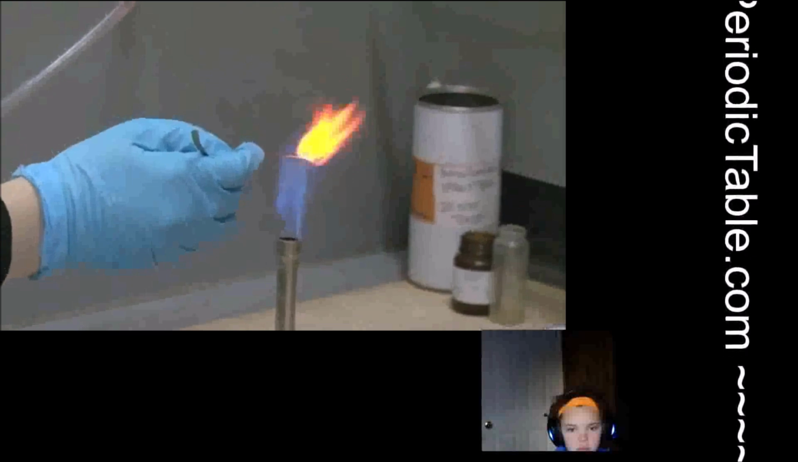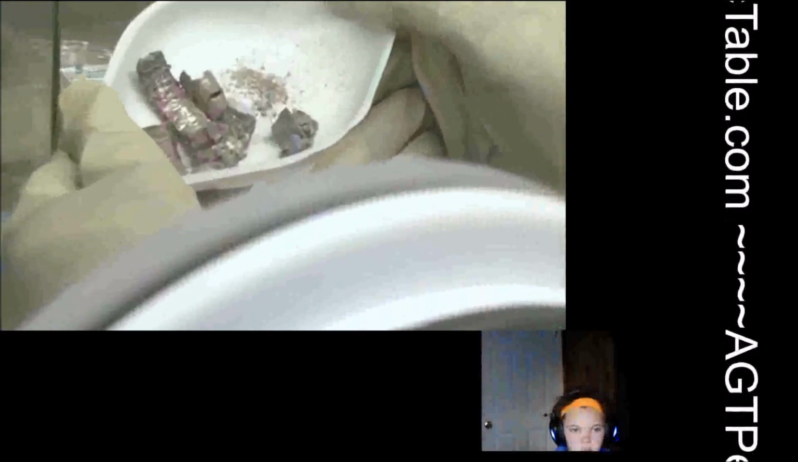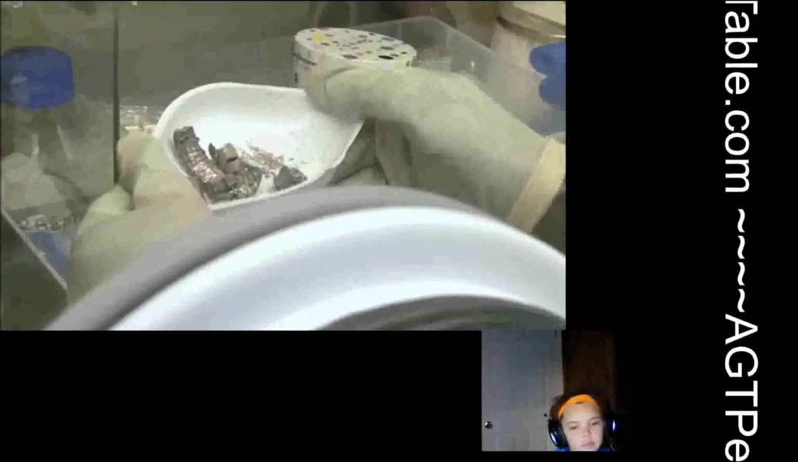Oh, hello! That was quite red, wasn't it? Okay, so brick red is the classic calcium colour. Quite a bit orangey to me. There might be a bit of sodium in there or something like that. That was our calcium flame test.